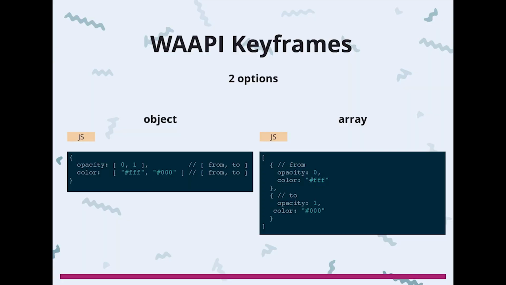All right, so the first part, the keyframes, you can either use an object or an array. If you use an object, you have the CSS property and then give it all the values you want to animate. And if you have an array, you have an array of objects, and those are the different frames of your animation. So that's the first part of the function.